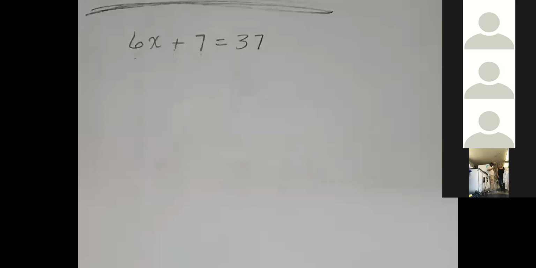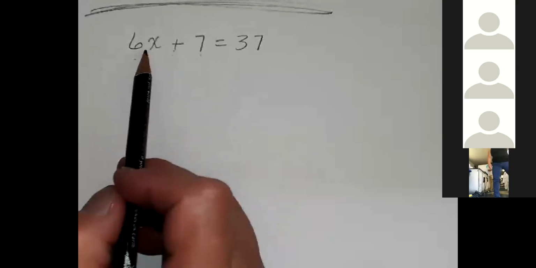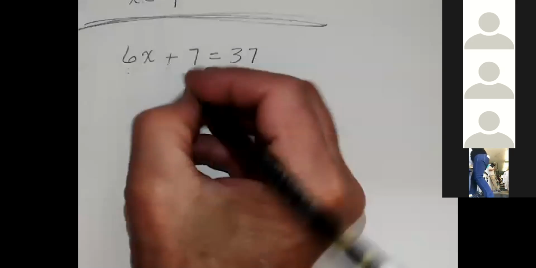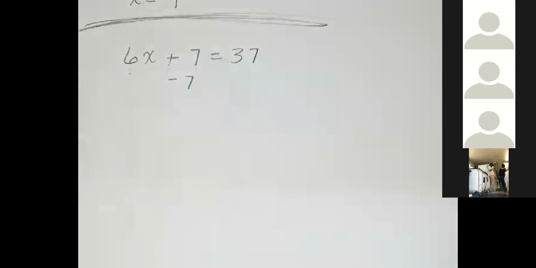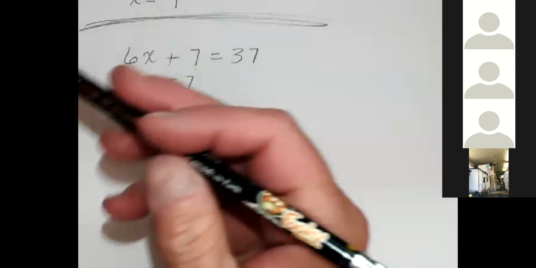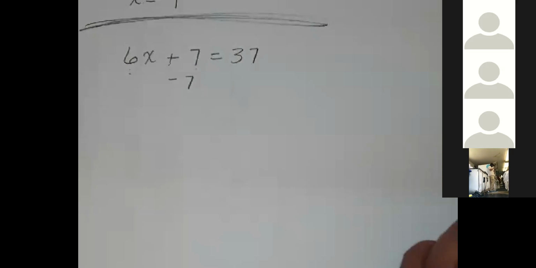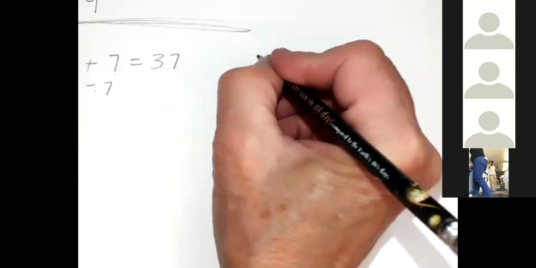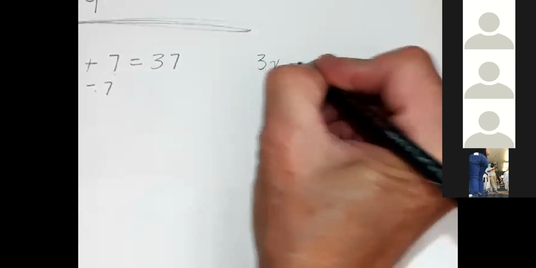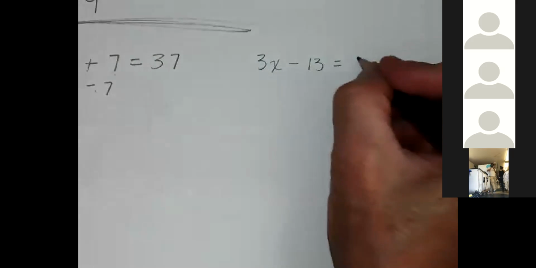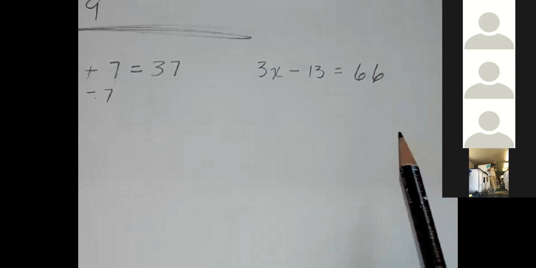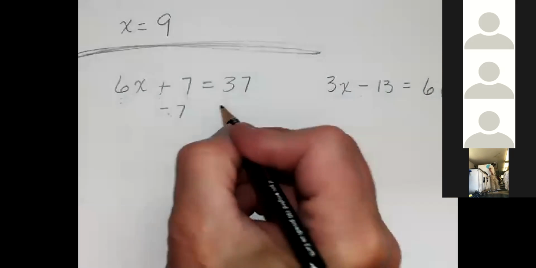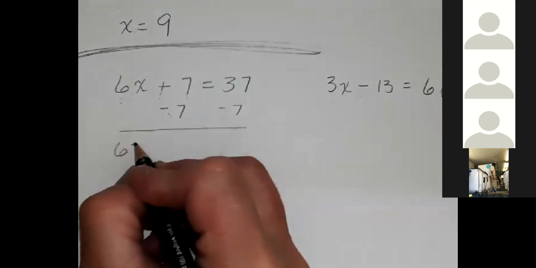But in general, if you have multiplication and addition, you want to get rid of the addition first. So with the types of equations that we're going to be working today, you're going to want to subtract, or if we had an equation like this, we would want to add first. So I'm going to subtract first. This goes away.